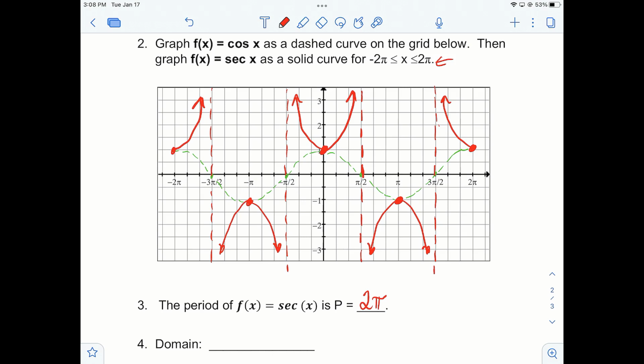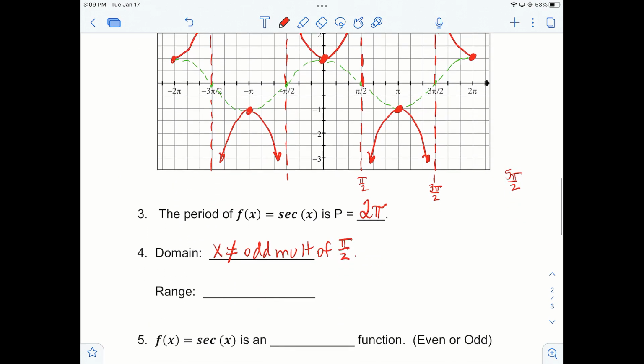What's the domain? X can't be, again, where the asymptotes are. Pi over 2, 3 pi over 2. Let's think about what the next one would be. 5 pi over 2. So can I say multiples of pi over 2? No, because a multiple of pi over 2 is 2 pi over 2, which I don't have an asymptote. So I have to put the word odd in there. Odd multiples of pi over 2. So 1 pi over 2, 3 pi over 2, 5 pi over 2, and of course the negatives as well.